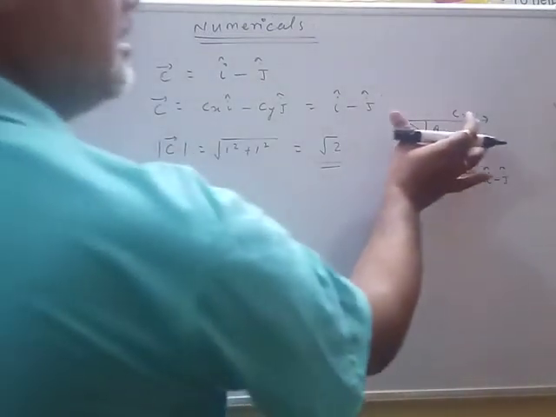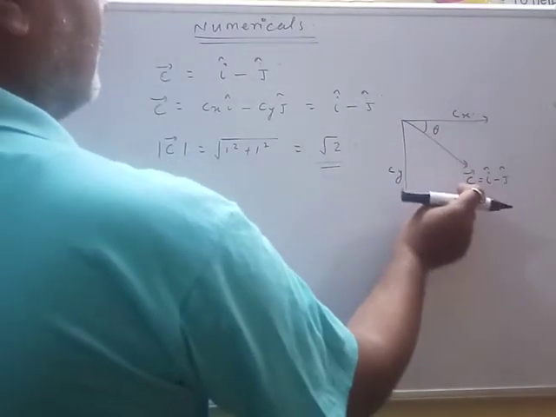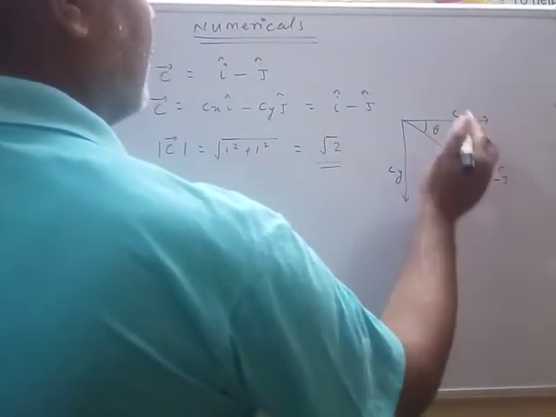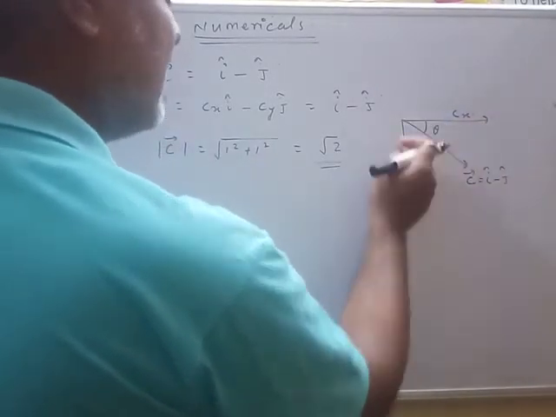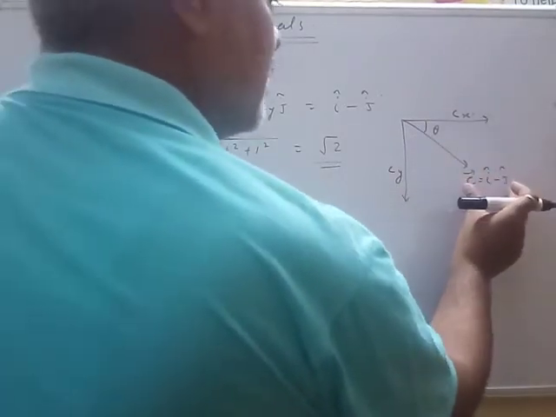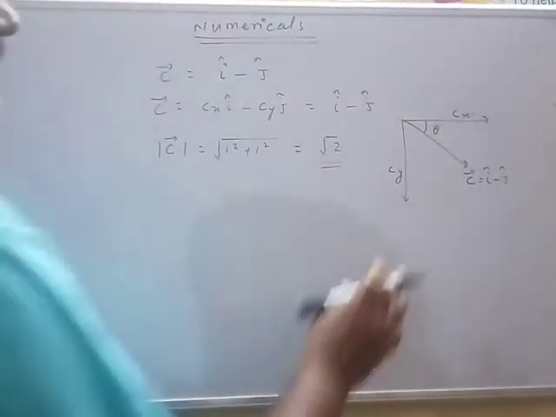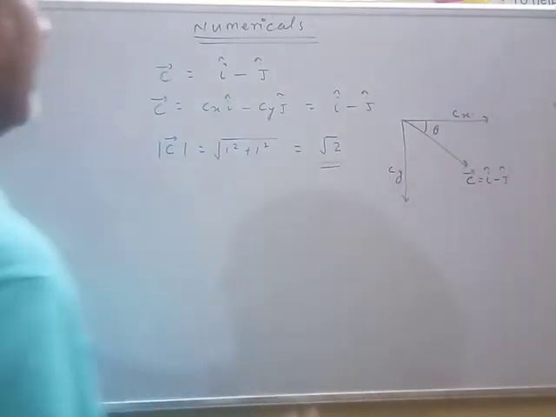If we represent it in a graphical manner, then let vector C be i minus j. This is i, meaning positive x-axis, and minus j means negative y-axis. Now C equal to i minus j. Is it clear here? We are using the negative y-axis here.